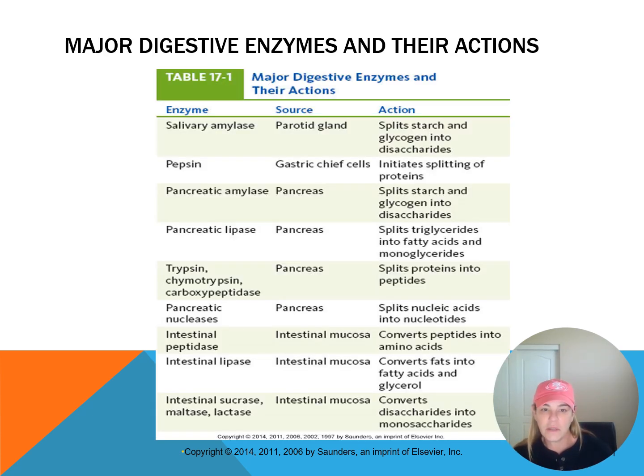Again, here's digestive enzymes and where they work. Nice little chart that you can look at and see. The pancreas has a lot of functions. Then you have some functions of the intestinal mucosa and the gastric cells in the stomach. And the parotid gland also is the first part of that process where it creates the salivary amylase in your mouth.